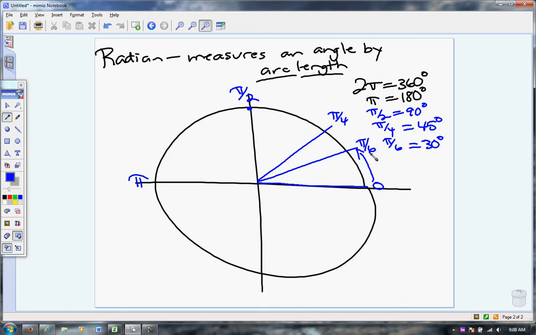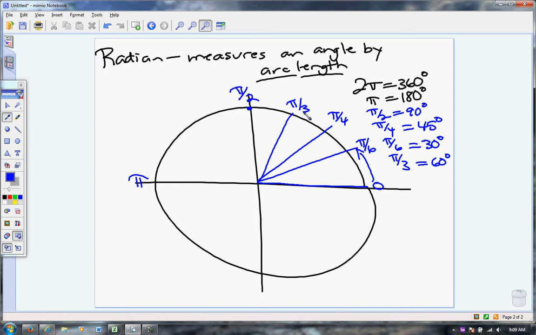What do you think 60 degrees would be? What would you multiply 60 by to get 180? 3. So it would be pi thirds. So if I look at a 60 degree angle, which would be right in here someplace, it would be pi thirds. Okay?